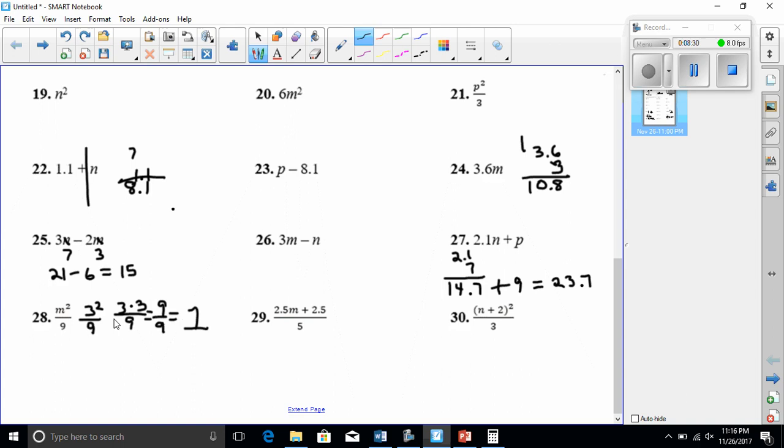Okay. Let's move on to number... Oh, I started doing the even. So I guess I'm going to leave the last two to y'all because I should have just did number 29.